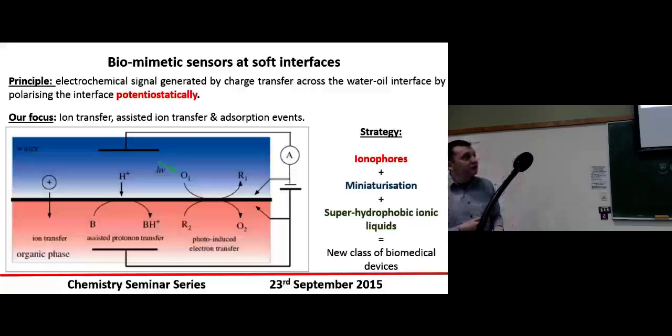I want to move away from pure oil phases. I want to create some super hydrophobic ionic liquids. So these have two big advantages. They're non-volatile, so they're easier to make a sensor out of, and also they're less toxic. So again, good for sensor development. And this will lead towards a new class of biomedical devices.